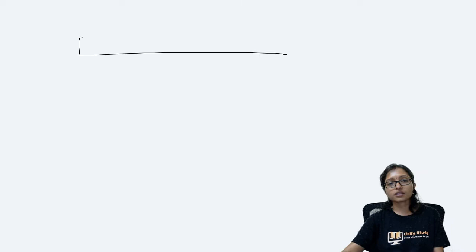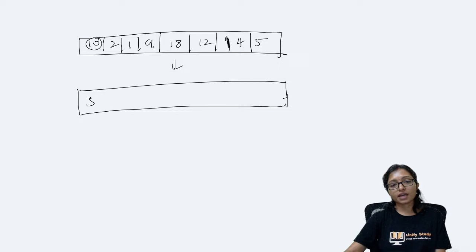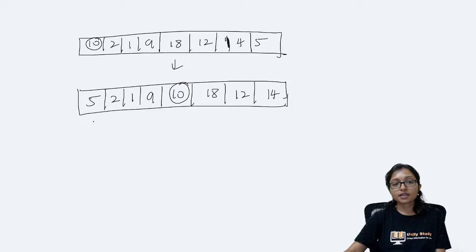It was your initial stage, that 10, 2, 1, 9, 18, 12, 14 and 5. So from this step I will get that key. This one, 5 will be here, then 2, 1, 9 and 10 will be here, then 18, 12 and 14. Now I got the place. Now we will apply partition algorithm here also, here also. Same way, I will take this 5.